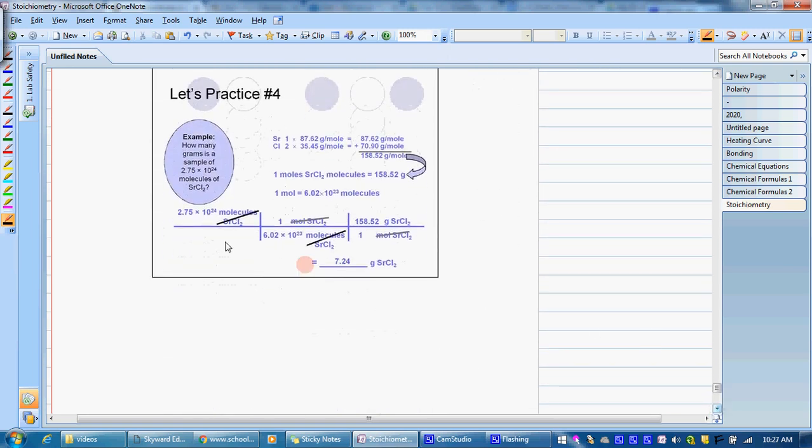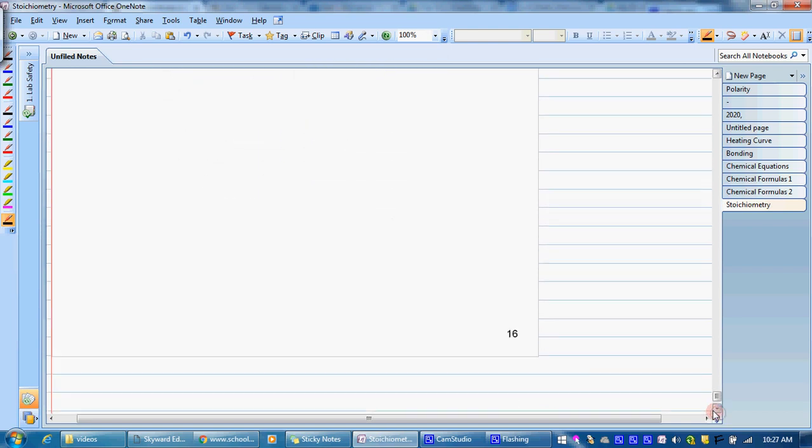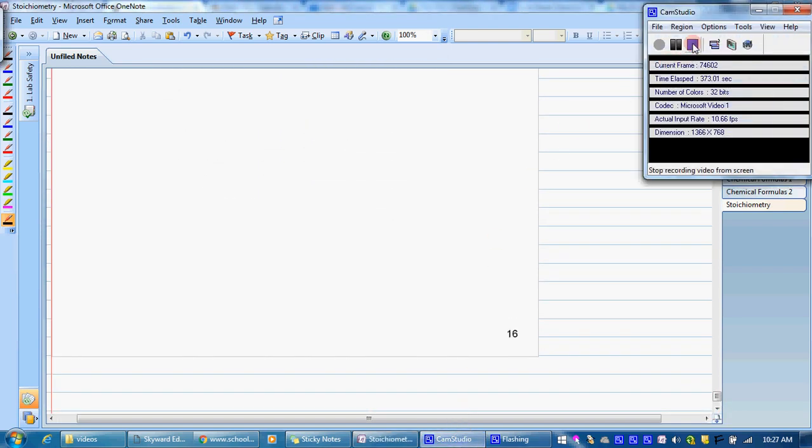So again, written a little neater here. Molecules cancel out, moles cancel out, we end up with grams. We started with 3 significant figures, we end with 3 significant figures, and that is our final answer. So now you've done a couple 2-step problems.